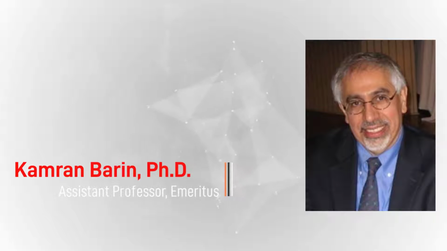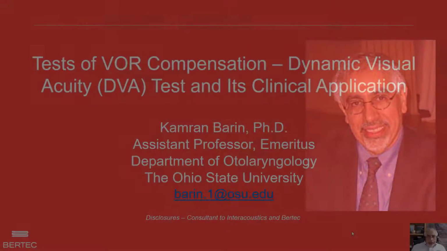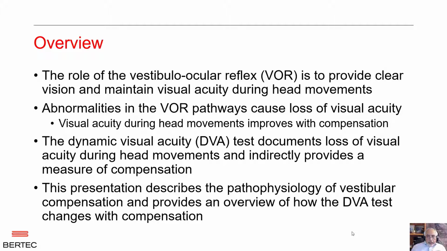Today I would like to talk about the Dynamic Visual Acuity Test, or DVA, and its clinical applications. In particular, I will discuss how the DVA test can evaluate the VOR compensation. The role of the vestibulo-ocular reflex, or VOR, is to provide clear vision and to maintain visual acuity during head movements. Abnormalities in the VOR pathways cause loss of visual acuity during head movements and can lead to symptoms such as oscillopsia. Visual acuity during head movements improves with compensation even when the VOR damage is permanent.